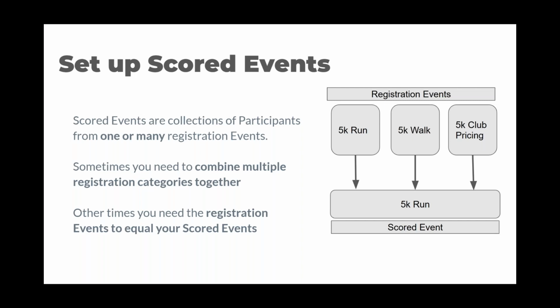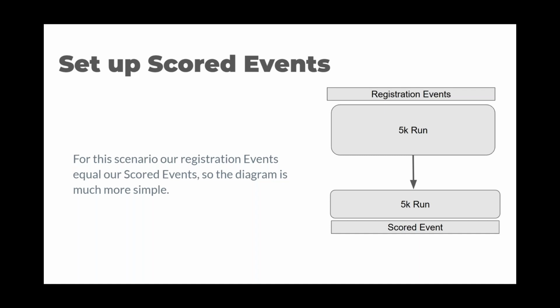Just to review again, registration events are all the different categories that a registration provider has created. In this case, we were the registration providers because we manually did it. So we just had a single registration called 5K Run. We need to create a single scored event for that single registration event. So in this case, it's very simple. We're just going to do a one-to-one single scored event called 5K Run that includes our only registration event called 5K Run or 5K, whatever you had called it.